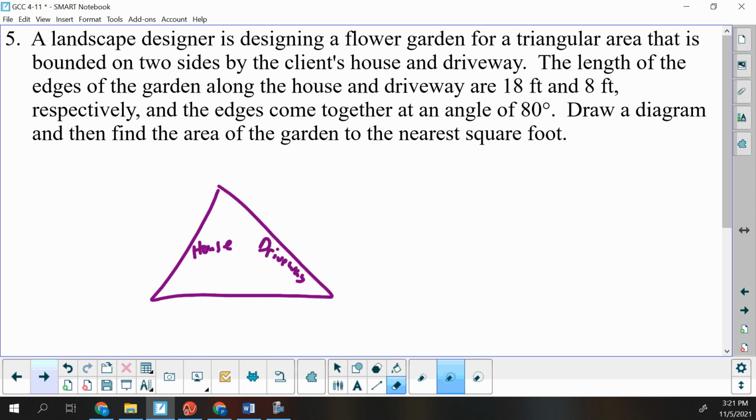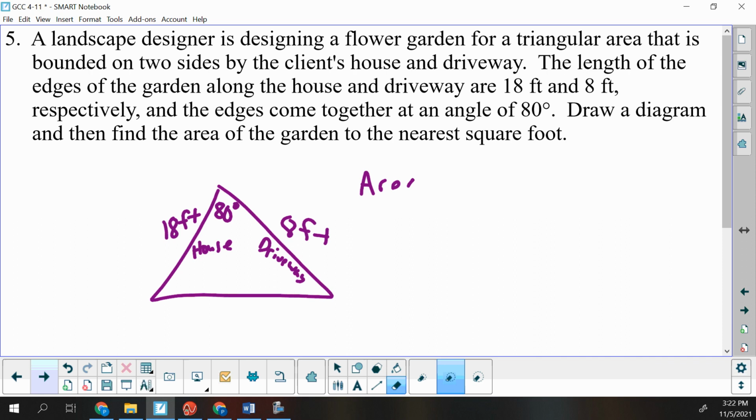If you're not sure what's meant by respectively, that just means in the same order they were stated. So house stated first, driveway second. So the 18 goes with the house because that was first, the 8 with the driveway. So we'll put 18 feet over here, 8 feet for the driveway. And the edges come together at an 80-degree angle. So they're meeting here at 80 degrees. So we've drawn our diagram. We now want to find the area to the nearest square foot.